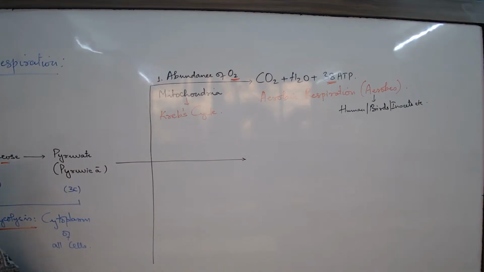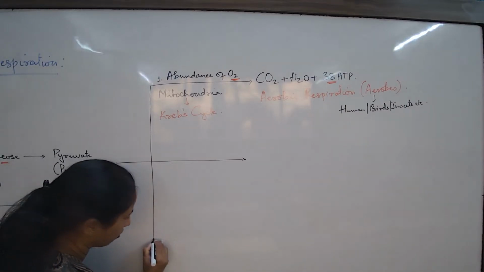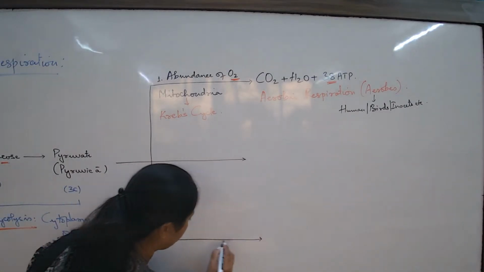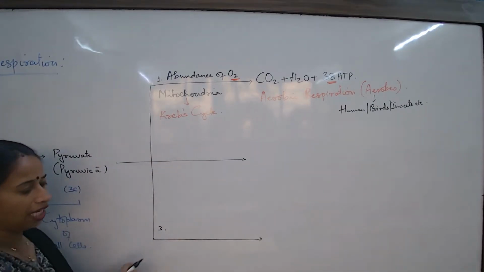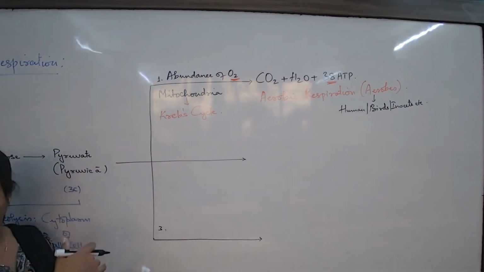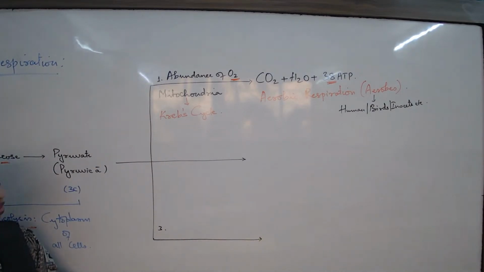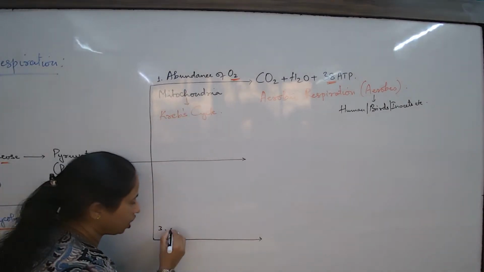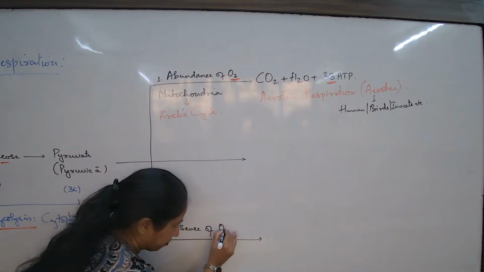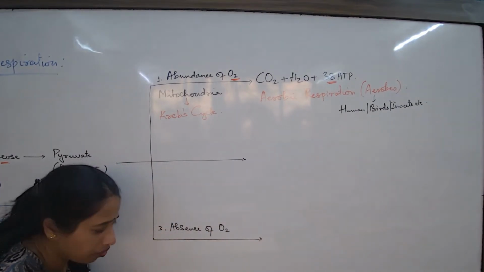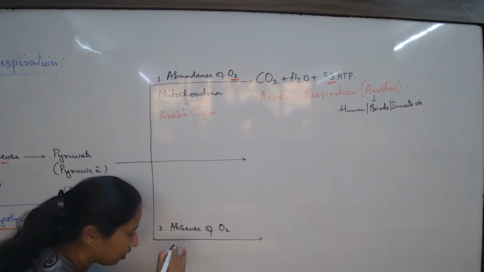So this is one. Let us talk about just the opposite. Just the opposite, that is the third pathway. I'll talk about the second later. I talk about the third, that is just the contrast. The contrast of abundance of oxygen is the complete absence of oxygen. Complete absence of oxygen. What type of organisms can I think of?